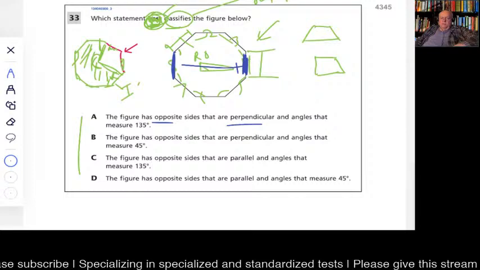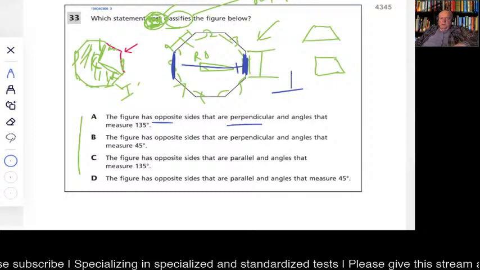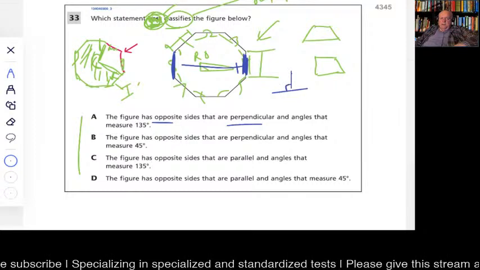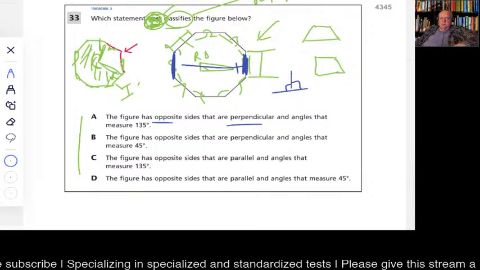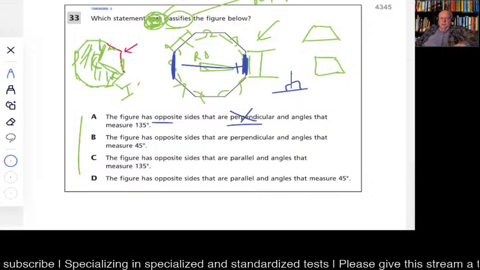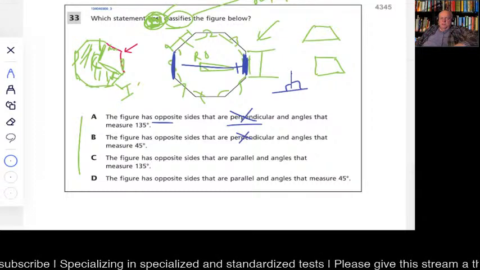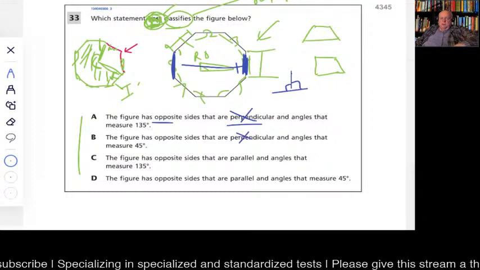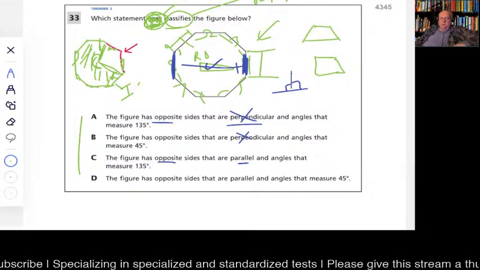A perpendicular line meets at a 90-degree angle. So that would be 90, and that would be 90. Okay, that's not what's happening in the figure. So this is false. Okay, B, the same thing is perpendicular, that's false. Okay, C, the figure has opposite sides that are parallel. Yes, that is what's going on here.